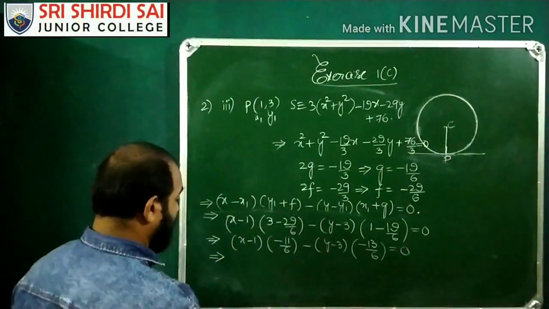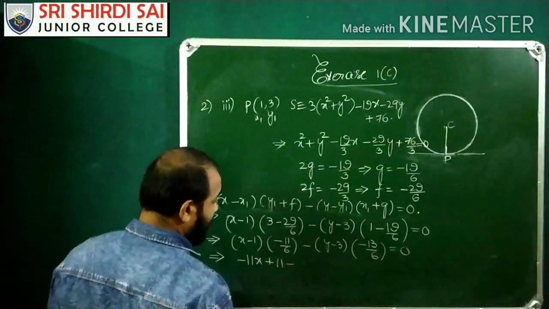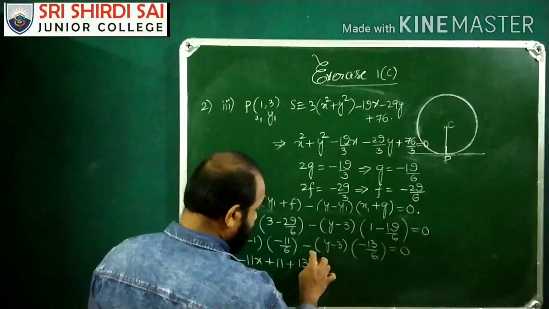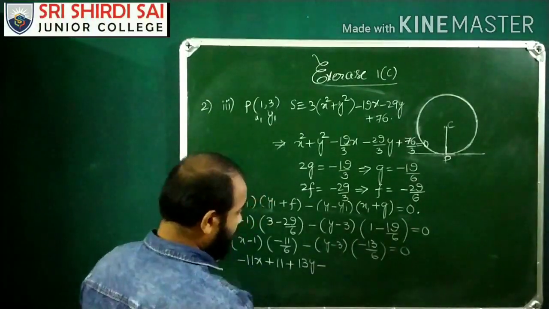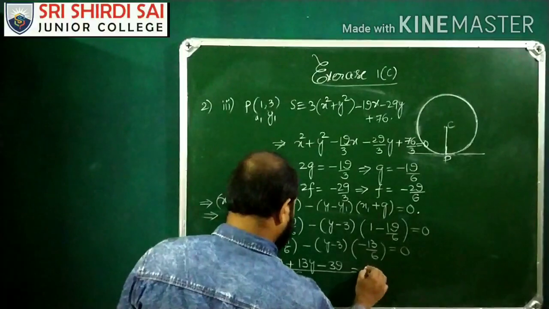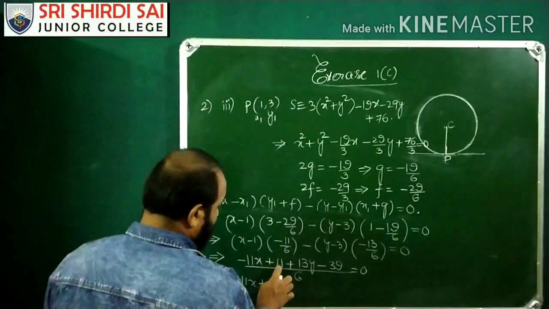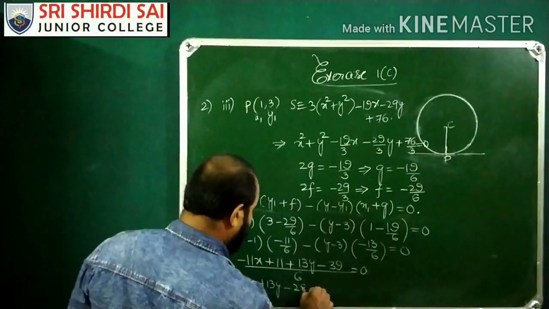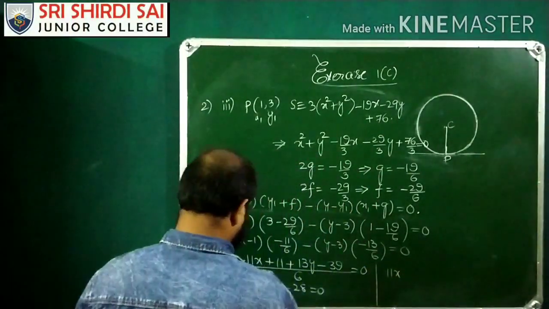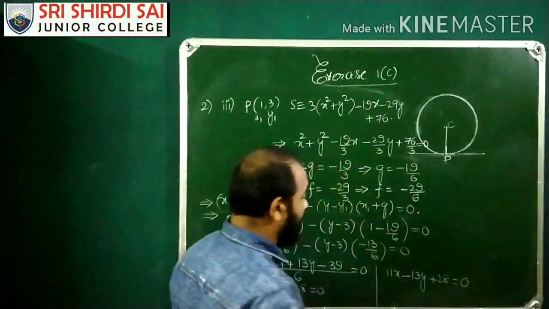That implies minus 11x, minus into minus plus 11, plus 13y, minus into minus plus 3 13s are 39, whole by 6 equals 0. This implies minus 11x plus 13y plus 11 minus 39, minus 28 equals 0. Therefore, if you cancel minus throughout the equation, 11x minus 13y plus 28 equals 0 is the required normal.